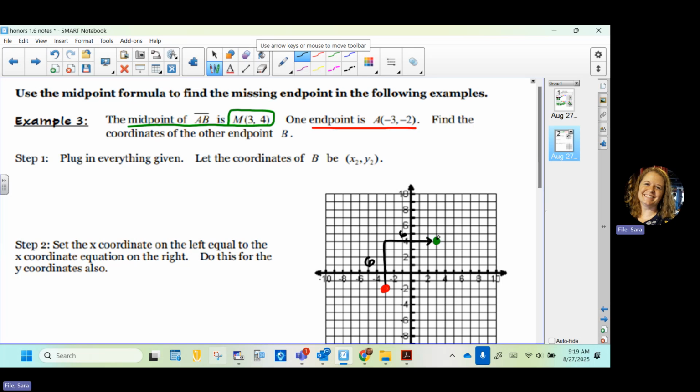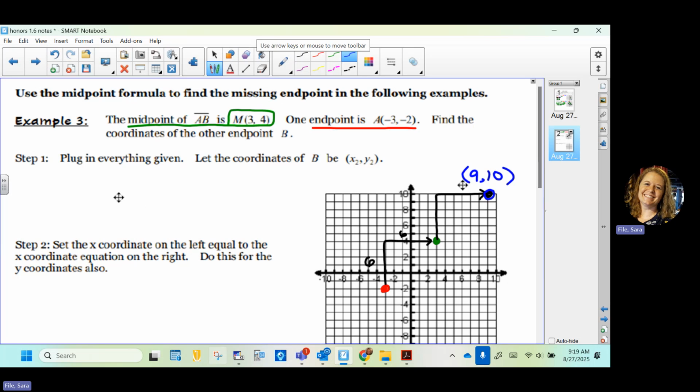So do it again. Up 1, 2, 3, 4, 5, 6, over 1, 2, 3, 4, 5, 6. And that would be my other endpoint, which would be at 9, 10. So graphically, I can find the other endpoint that way by counting vertical and horizontal distances.